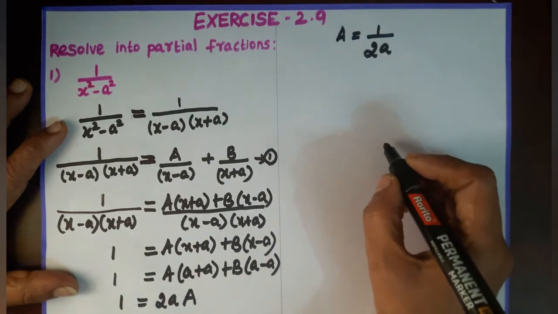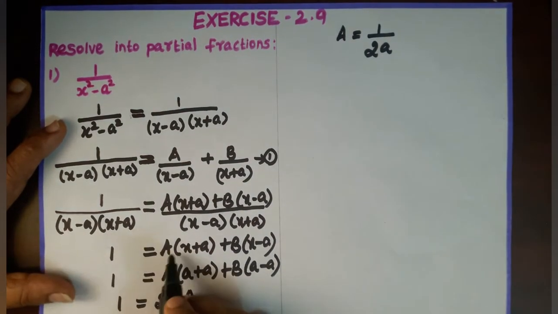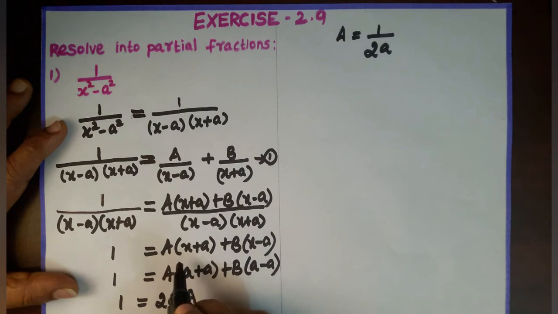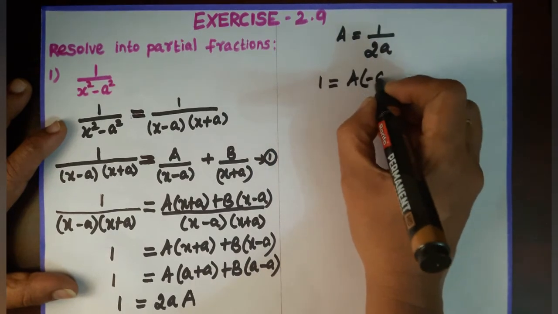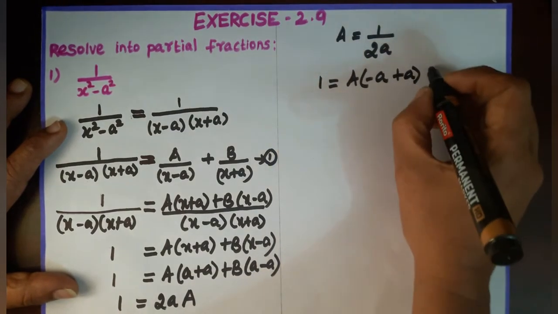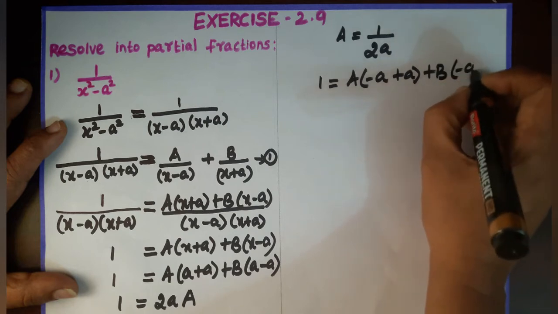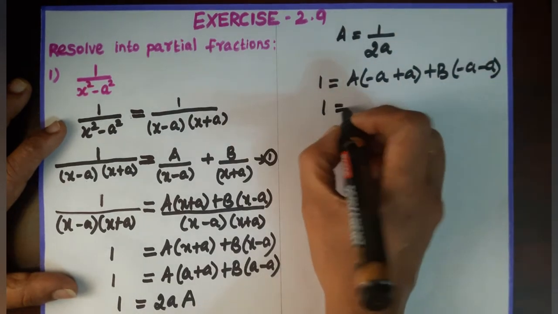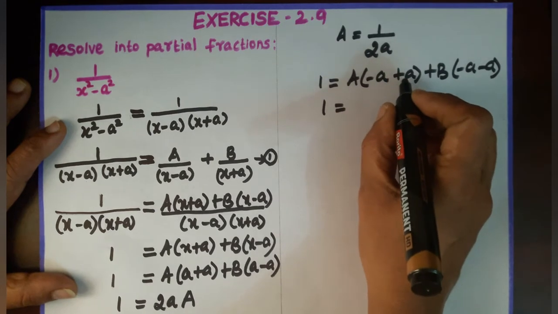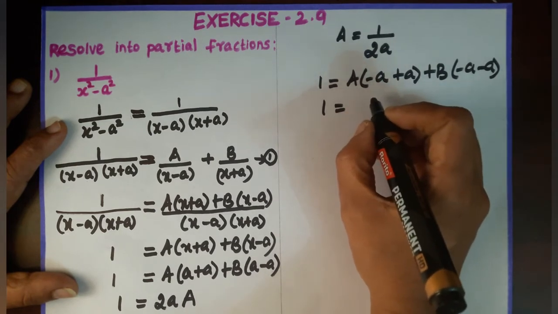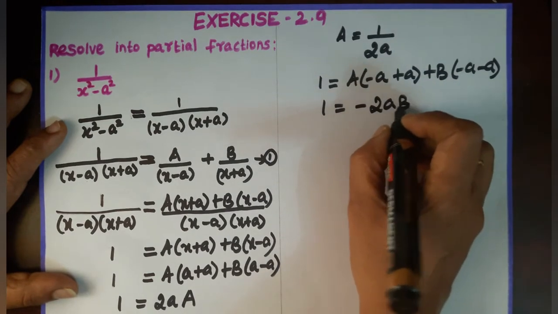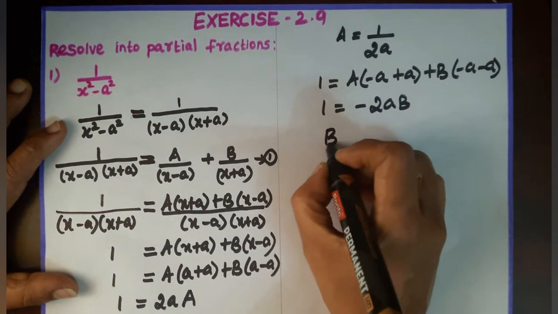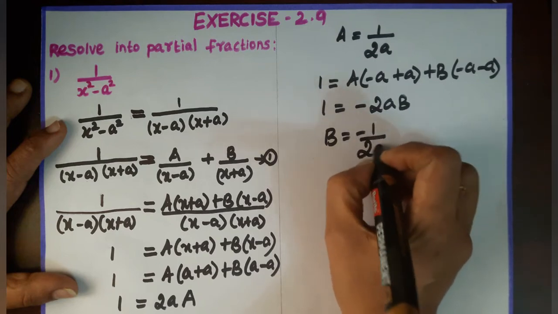Next we need to find B. To find B, we need to make A as 0. So for that we have to select x as minus a. 1 equal to A into minus a plus a plus B into minus a minus a. Minus a plus a will become 0, so the first term will become 0. We only get minus 2aB, which gives B equal to minus 1 by 2a.